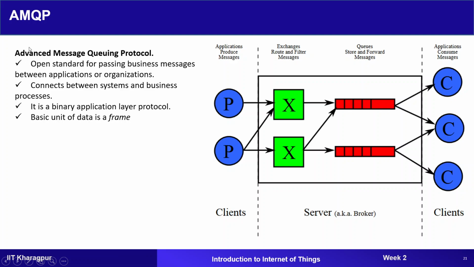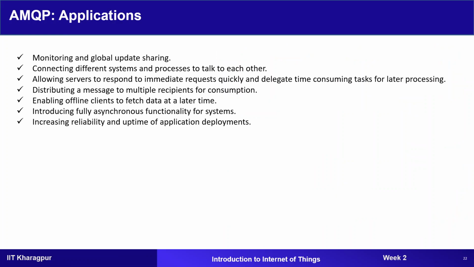In this AMQP, the basic unit of data is called a frame. Now the applications where this AMQP can be used. It can be used for monitoring and global update sharing. Further, it can be used for connecting different systems and processes to talk to each other.